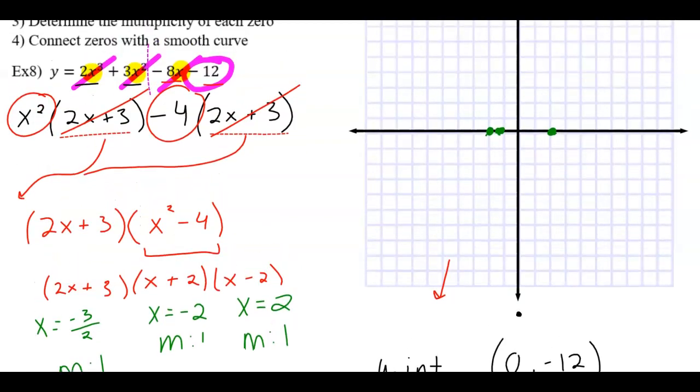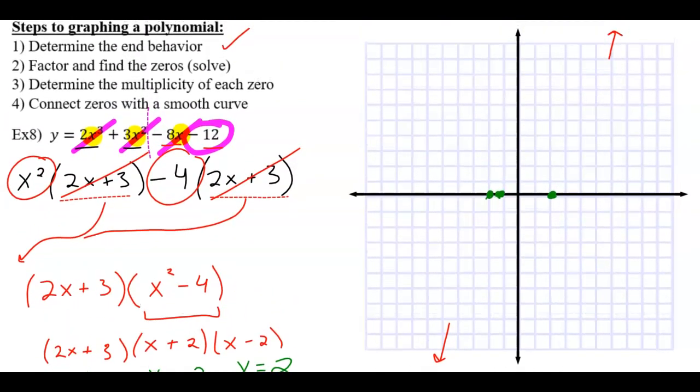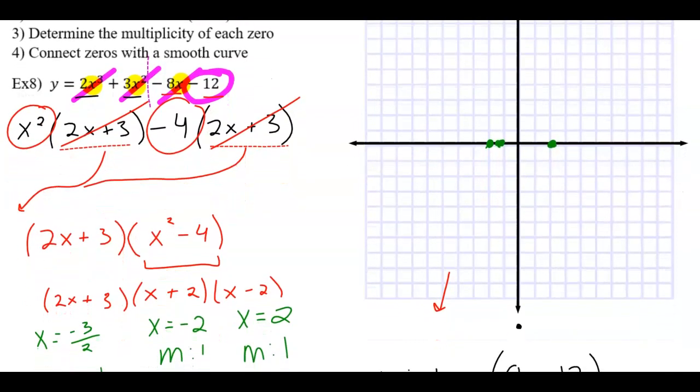Last part's the easy part. We got all the information. Now we just need to go on our little roller coaster ride and connect the dots. So we know we're going to start at the bottom. We're going to come up here. We're going to cross, but don't forget to go down and hit that y-intercept. And then we're going to cross, and we know that the graph will end up. This is just one example. They're all very similar, this exact same process. Obviously, factoring is different based on the different polynomials, but that's why we have factored so much this semester, so that we can graph these polynomials.